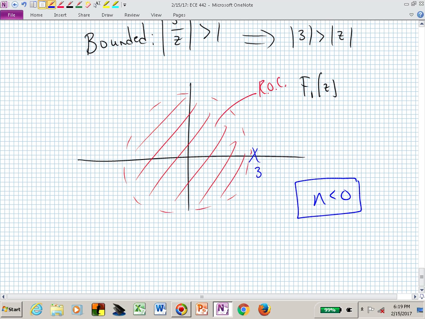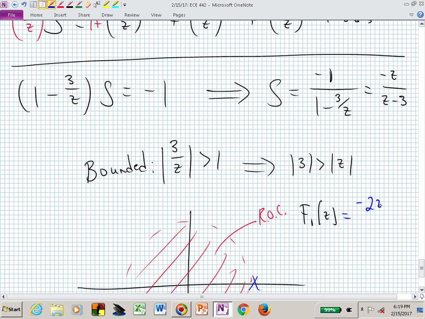Question? What happened to the 2? The 2 has not yet been in there. F sub 1 of z needs to be 2 times s, doesn't it? So now this needs to be minus 2, whatever we ended up with, z over z minus 3. There's the 2. Is that okay? So if we need capital F sub 1 of z, it keeps that 2. We just were looking at the piece that didn't have that 2 in it, but now we're bringing it back. Is that okay? Yes.